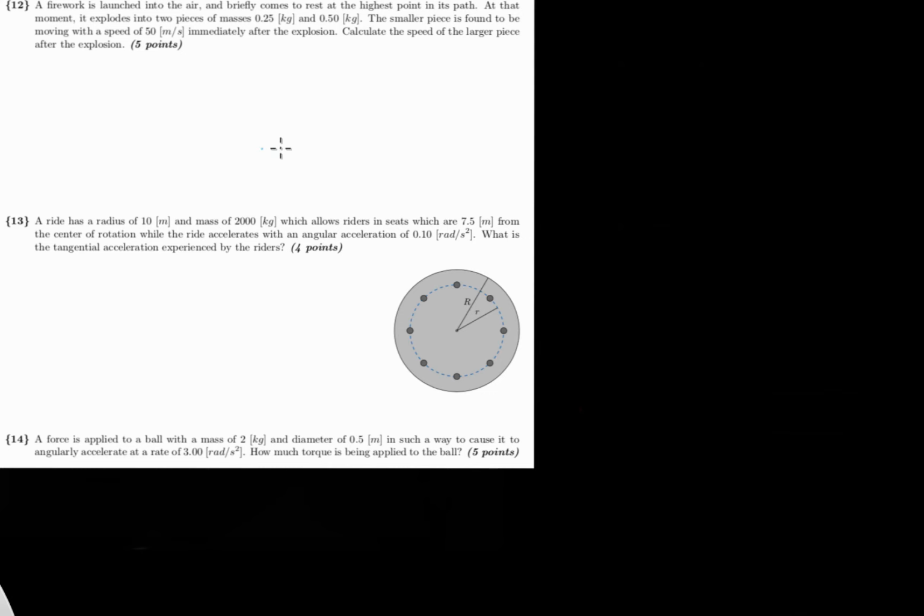Okay, a firework is launched in the air, briefly comes to rest at the highest point in its path, and then it explodes into two pieces of masses 0.25 and 0.5. A smaller piece is found to be moving with a speed of 50 immediately after the explosion. Calculate the speed of the larger piece. So this is what we were talking about earlier, right? When it explodes in the air.